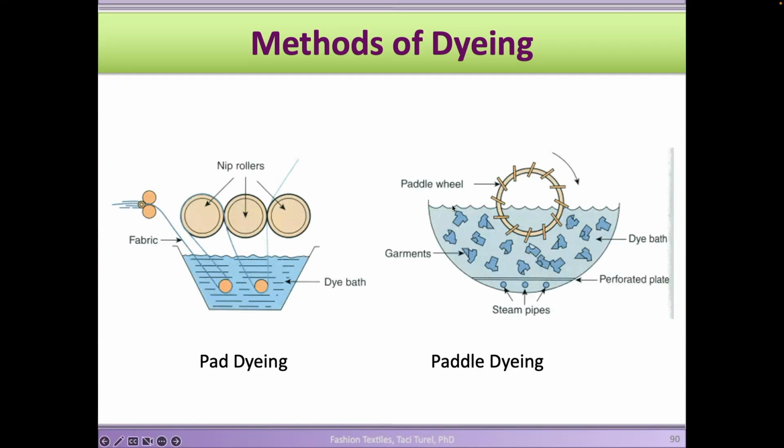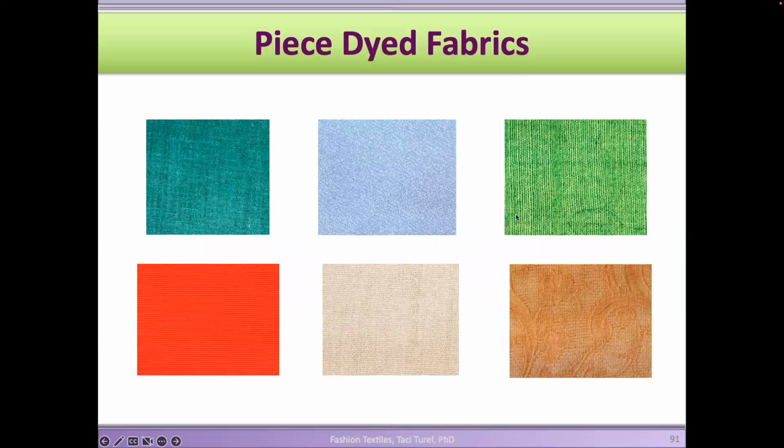Okay, I showed you some examples of pad dyeing when you're dyeing a fabric, but if you're dyeing the finished garment, let's say we're dyeing these t-shirts, you just put all the garments into this big dye bath, and there's a paddle wheel that is just turning so that the t-shirts all pick up the colors nicely. So this is called paddle dyeing. These are piece dyed fabrics, which means they are dyed after the fabric is made.